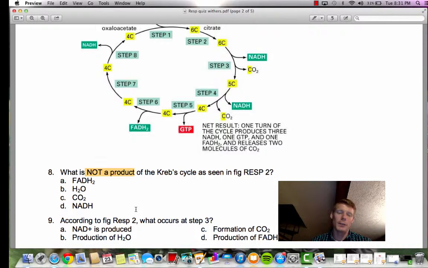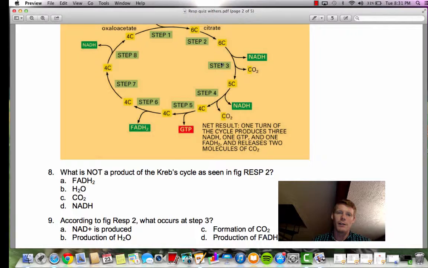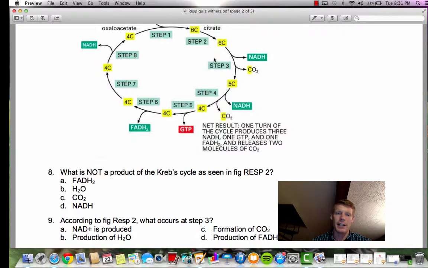According to figure respiratory 2, what occurs at step 3? Step 3 is right here. Is it A, NAD plus is produced, B, production of H2O, C, formation of CO2, or D, production of FADH2? So here's step 3. What's going on here?